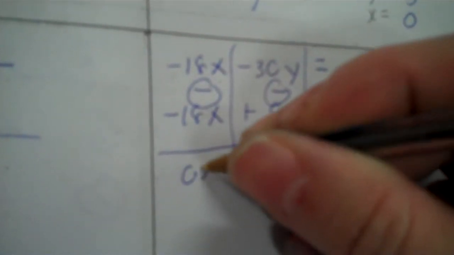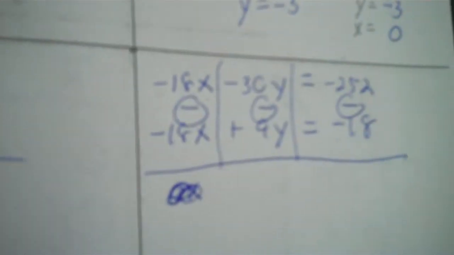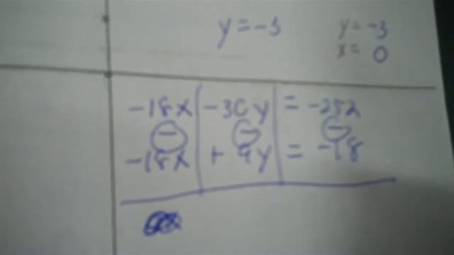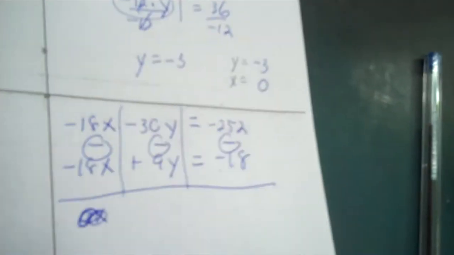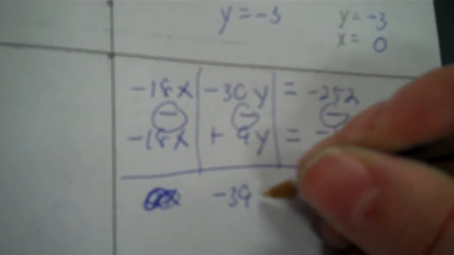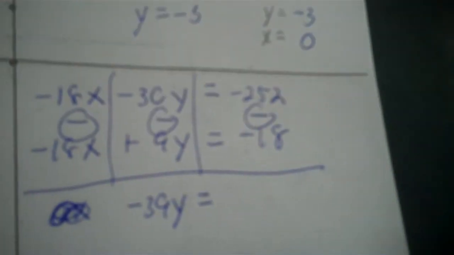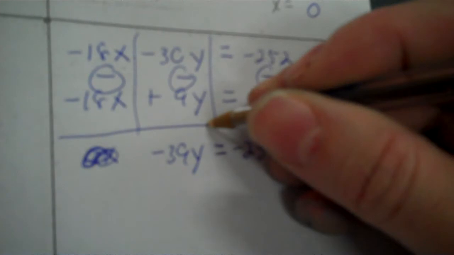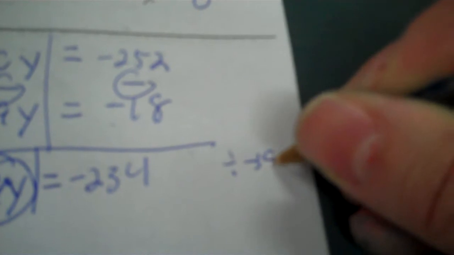So 0x. You can cross that out now. Negative 30 minus 9. 9's positive, so I just hit 9 is negative 39y. And then negative 252 minus negative 18 is negative 234. So I just have one thing to do because there's only one number there, and that's divide by negative 39. So negative 234 divided by negative 39 is going to be 6.